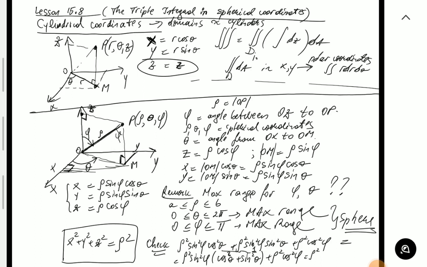And then finally, you can pull out rho squared, and you're left with sine squared phi plus cosine squared phi, which again is 1. Therefore, the sum of these three squares is going to be rho squared. Keep this in mind because in many problems, you're going to see this sum of squares, and make sure you remember that it simplifies nicely to rho squared.